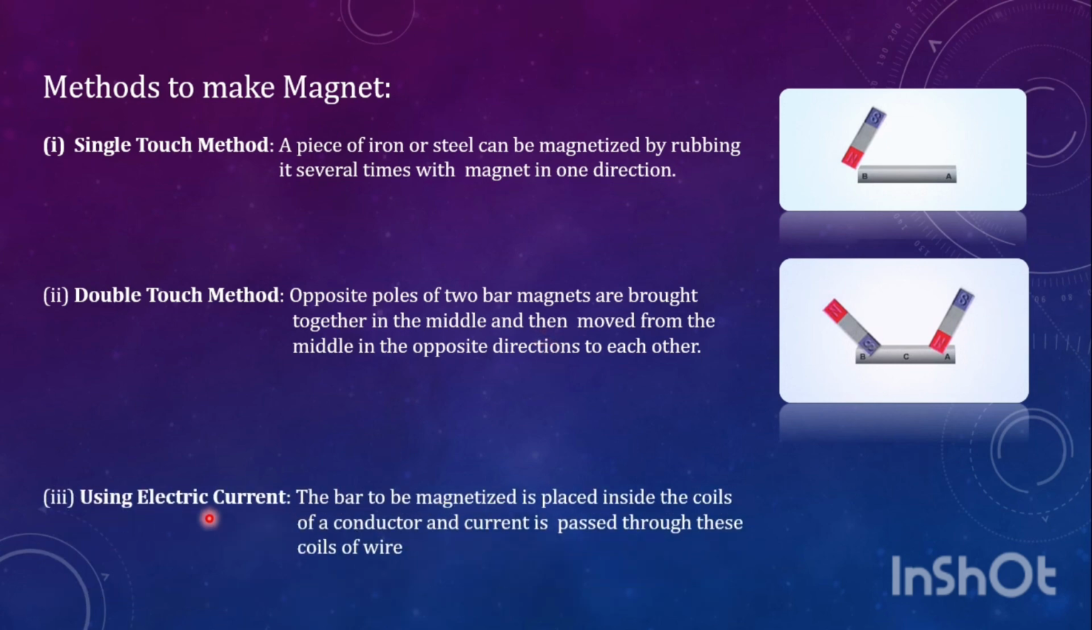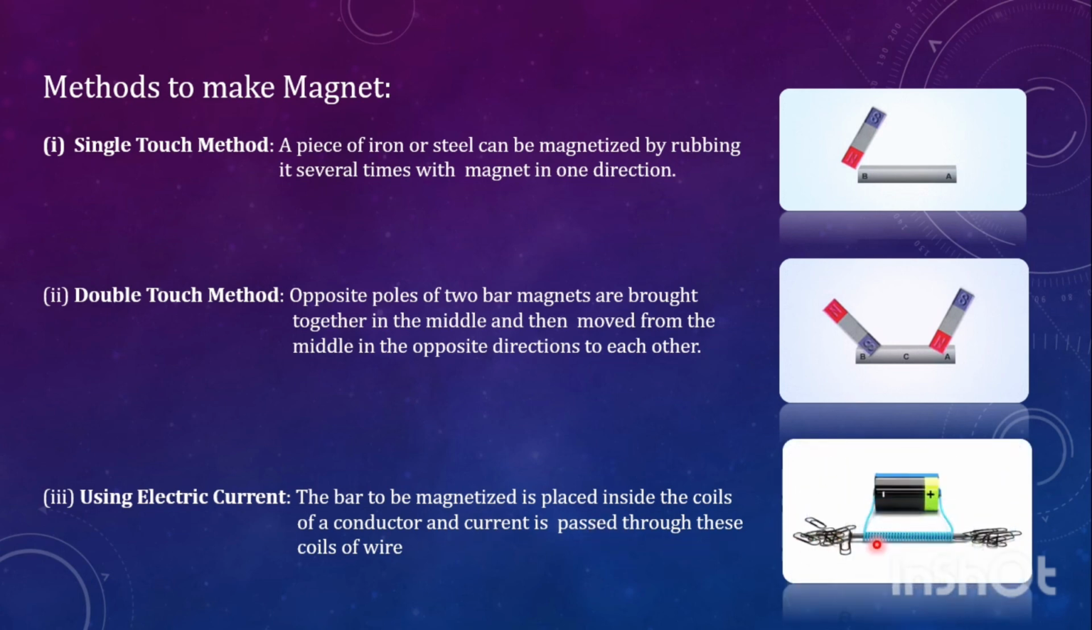Now, using electric current, the part to be magnetized is placed inside the coil of a conductor and current is passed through these coils of wire. So if you take a nail and coil wire around it and give some electric supply, it behaves like a magnet. That is also called an electromagnet.